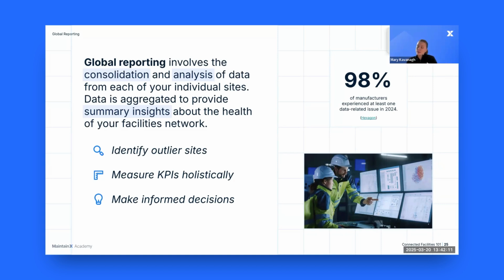This is really helpful. Firstly, we want to identify outlier sites, top performing and lowest performing sites. Let's share insights. Let's provide support. Let's make sure we're allocating our internal improvement resources or training resources or administrative resources to where they can be the most valuable. Second point, measure KPIs holistically. So we are assessing the health of our entire site network as one whole, instead of having to compile different siloed data, which may have different inputs on it as well, right?